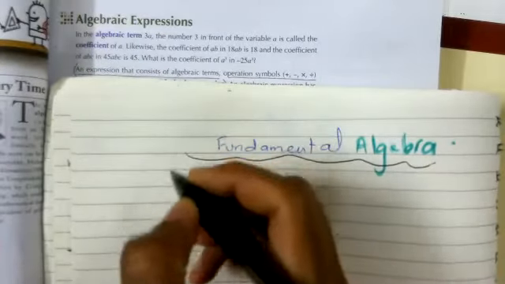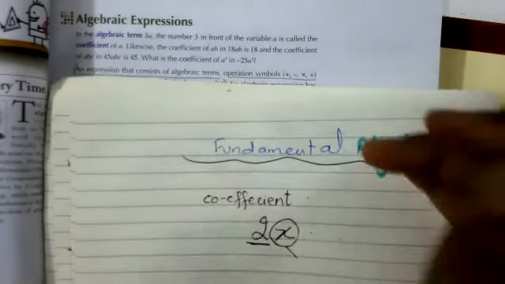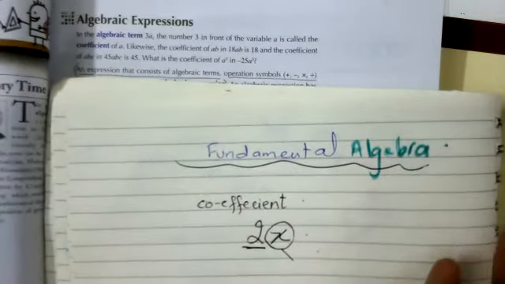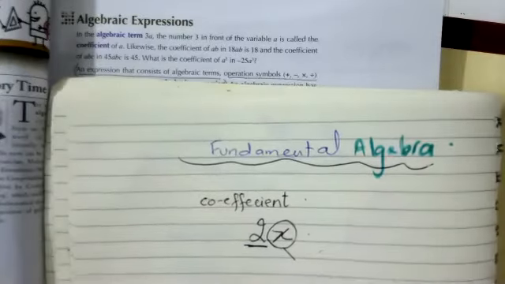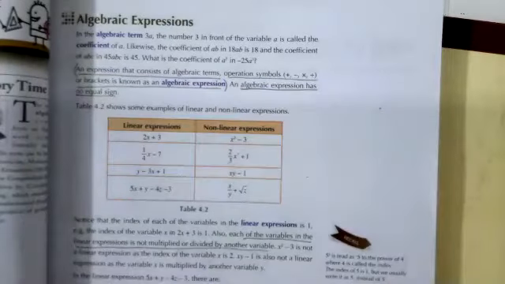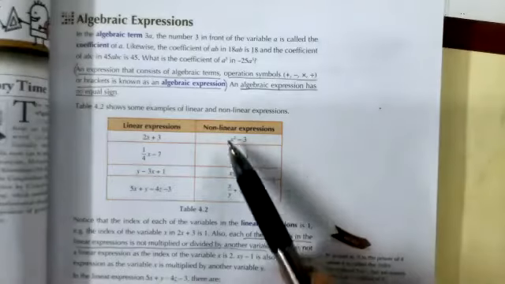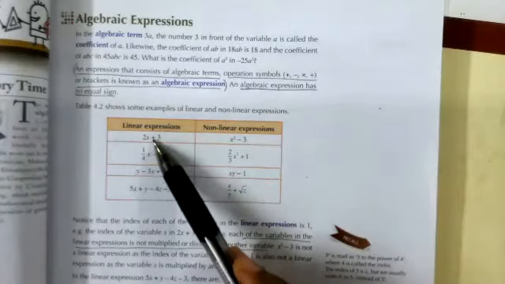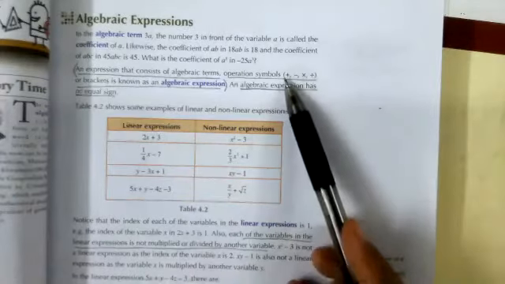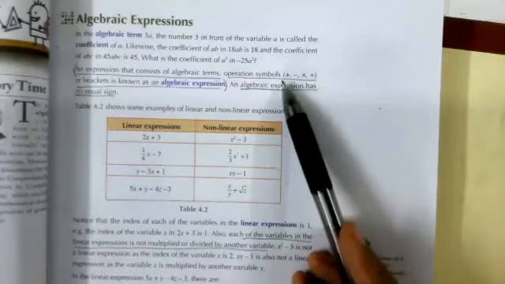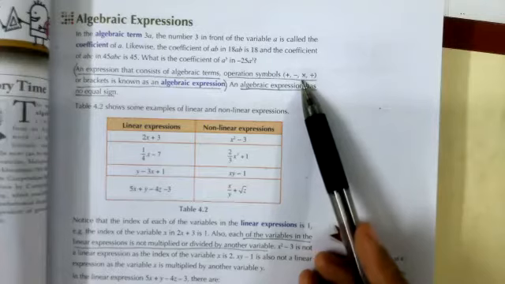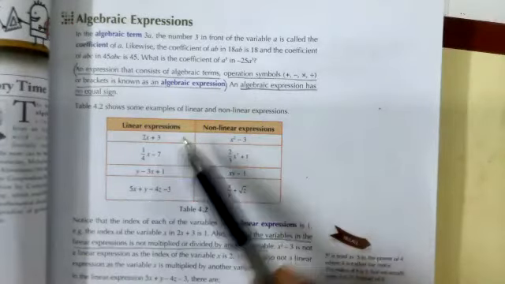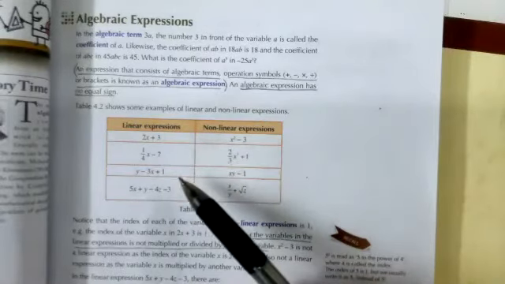Why do we call it a variable? Because its value is not known, so it can be any number. The number can vary. So an algebraic expression consists of variables, coefficients, and operation symbols. Addition sign, subtraction sign, multiplication, division, these are all operation signs. Together they make this algebraic expression.